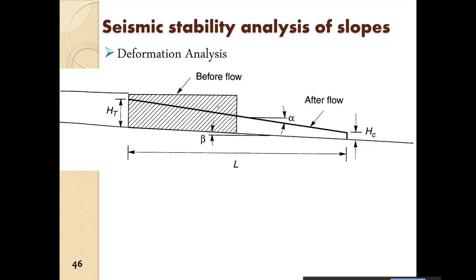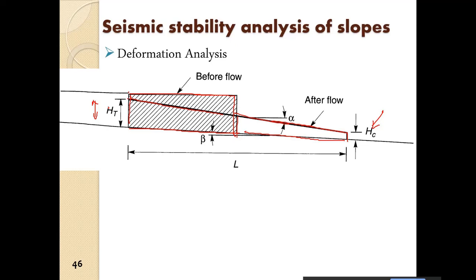So Lucia et al. 1981 gave this deformation analysis, the flow failure deformation analysis, for a slope which may undergo flow failure. They assume the slope to be of this volume, and after a flow the same volume will be preserved, and only the thing is that it will be spread out. This is the critical height which they have defined, and this is the HT at the end of flow.